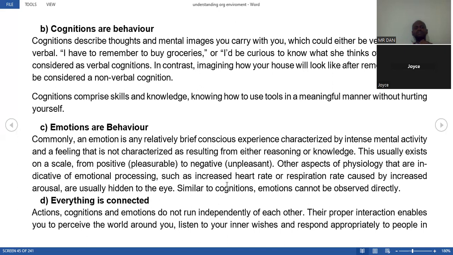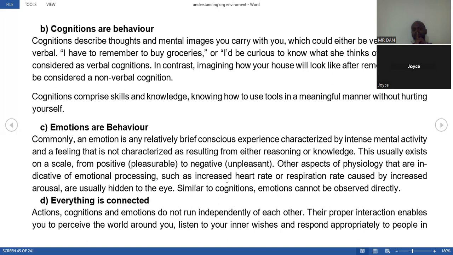So cognitive comprises skills and knowledge, knowing how to use tools in a meaningful manner without hurting yourself. So it gives you the reason or the memory of understanding what you need to do without necessarily harming yourself. And this is basically what you think as a person that will shape your behavior.